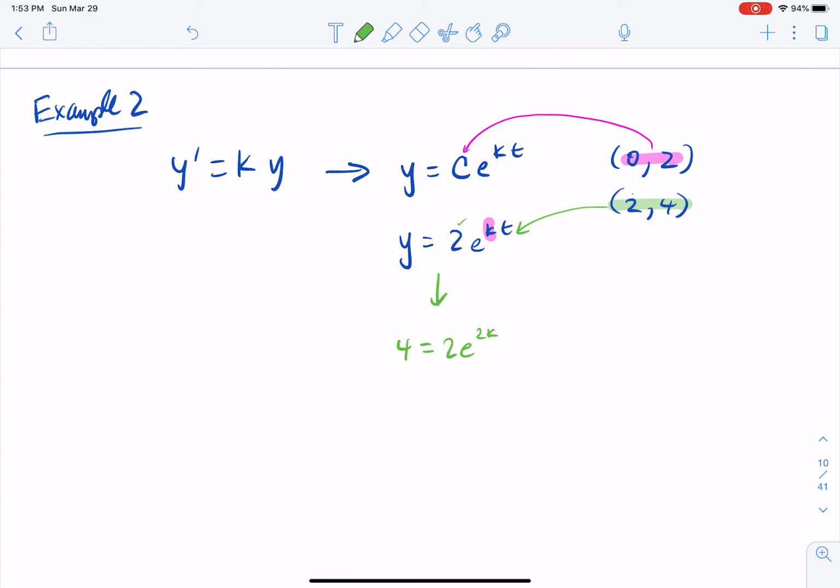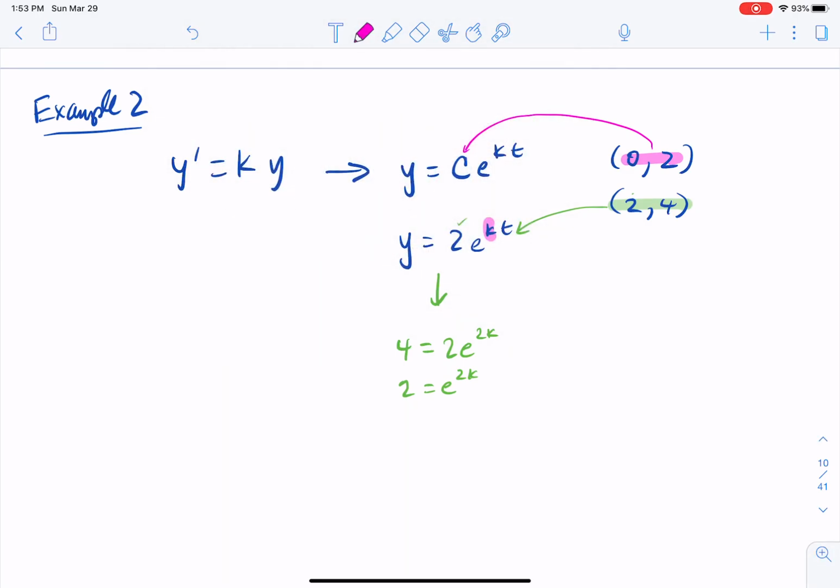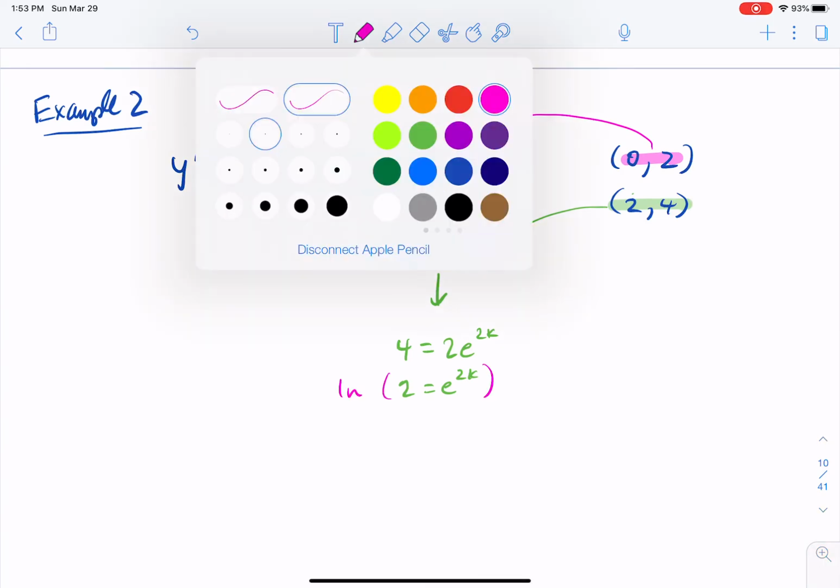And now we want to solve this equation for k. So to do so, I'll divide by the 2 that's right out in front and get 2 is equal to e to the 2k. Lovely. So you can see how the rest of this is pretty much just algebra. And now we need to get rid of the e so we can get k, and I do that by taking the natural log of both sides.